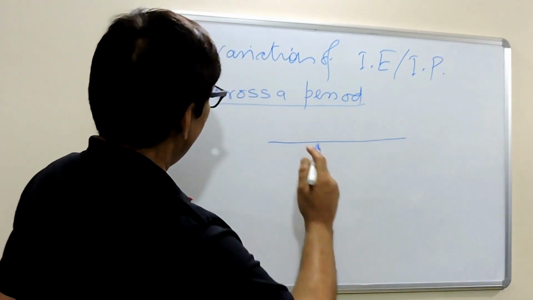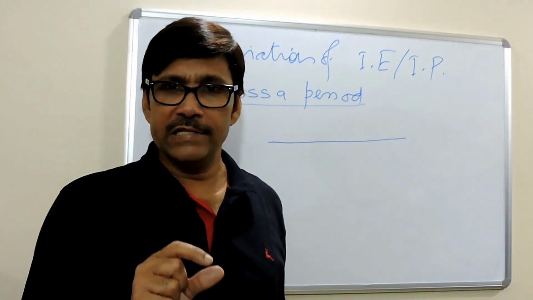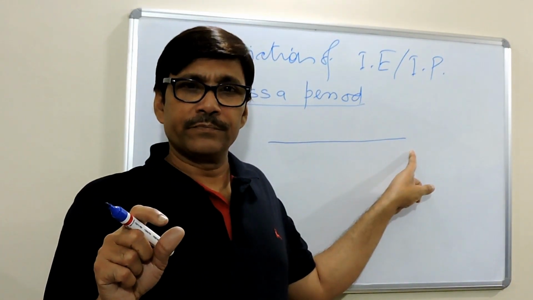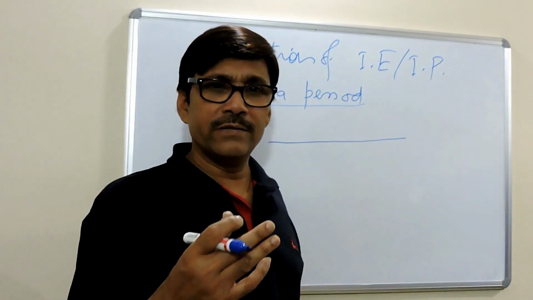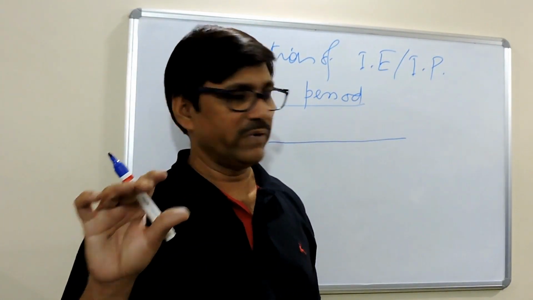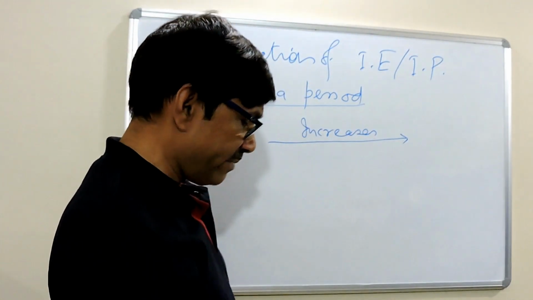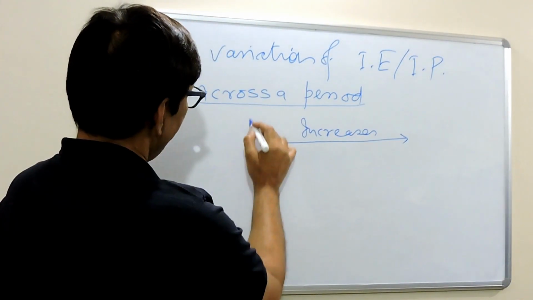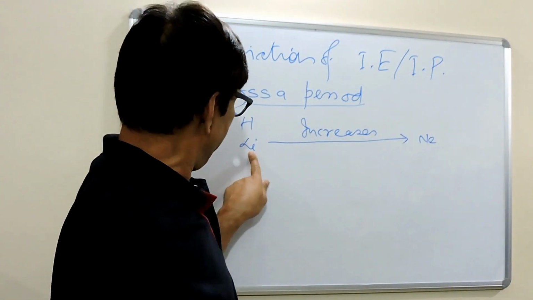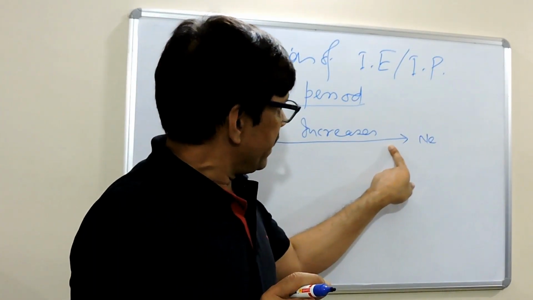So what will happen across a period? Not only is there a decrease in size, there is also an increase in the number of protons in the nucleus. So both factors, the radius is decreasing and nuclear charge is increasing, and due to this, the ionization potential will increase from left to right. It means if you take the second period, you have lithium and here you have neon. As you move from left to right, ionization potential will increase.